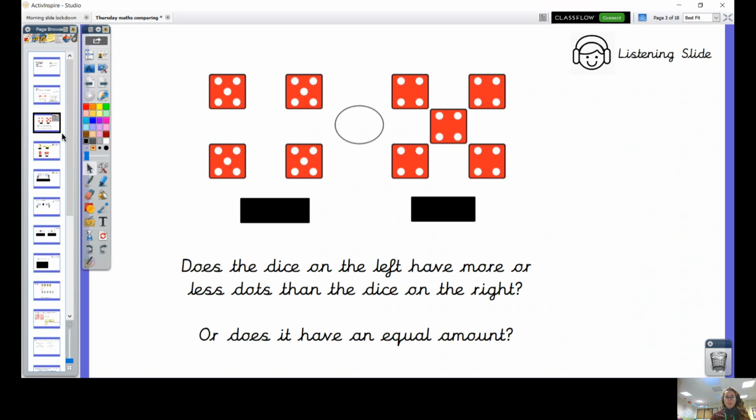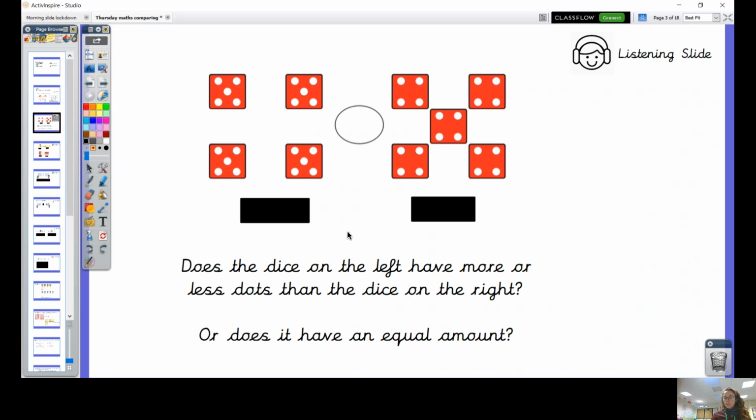Let's move on then to our explore. So this slide is a listening slide, so pop your pencils down. Here we've got two different groups. Okay, we've got the left-hand side, which is a group, and the right-hand side, which is another group. And we've got some dots on a dice. Now, if we look here, we've got groups of... Have a think what that's going to be. And on this side, we've got groups of... Have a think again what that's going to be.